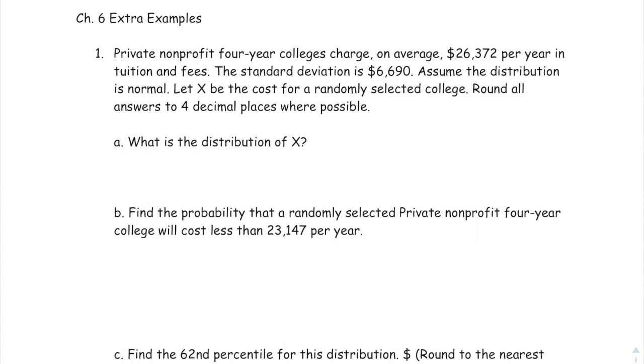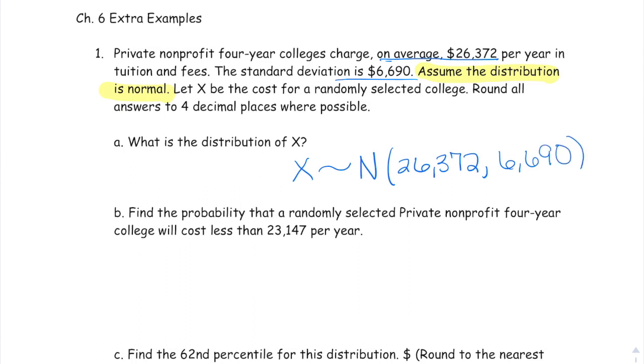So what is the distribution of X? Right here it tells us to assume the distribution is normal. The way we write that, and the way the homework will show you, is this little curvy line means "is distributed as." So X is distributed as a normal distribution, and in parentheses we always put the mean, comma, standard deviation. The mean of this distribution is $26,372, and the standard deviation is 6,690. And that's how we show the distribution.